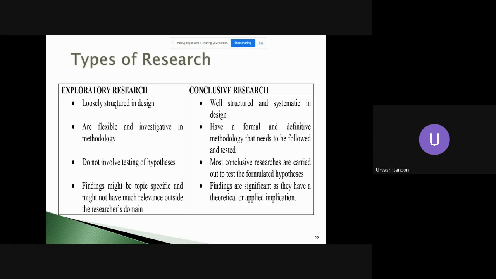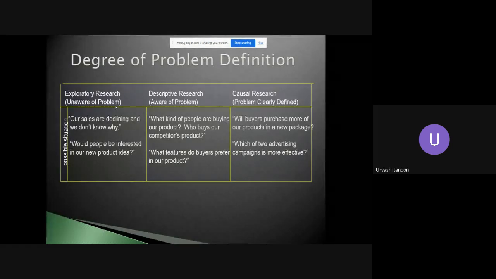Of both, and you can just have a look, and I've already explained these. Now, degree of problem identification. In exploratory, you are unaware of the problem, right? Our sales are declining and we don't know why. Would people be interested in our new product idea? So that is the exploratory research where you are unaware of the problem.